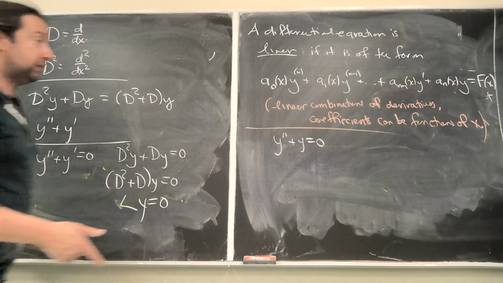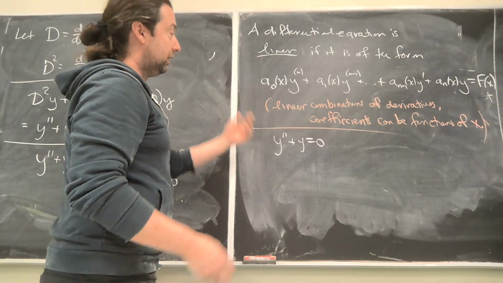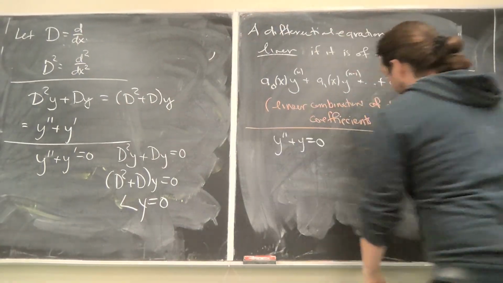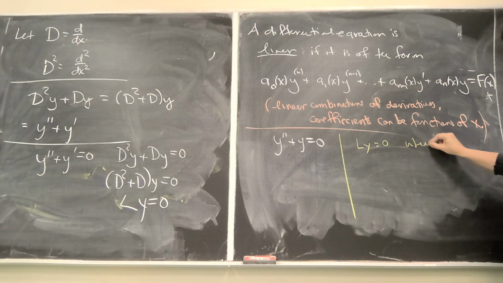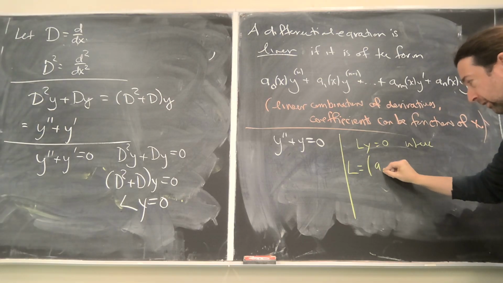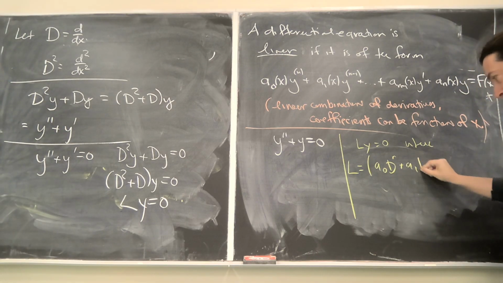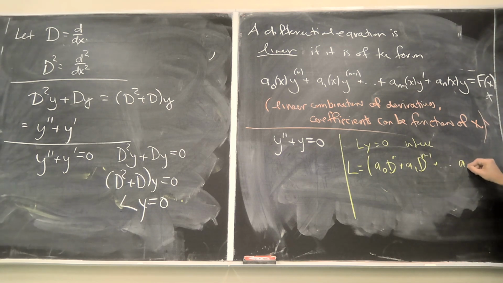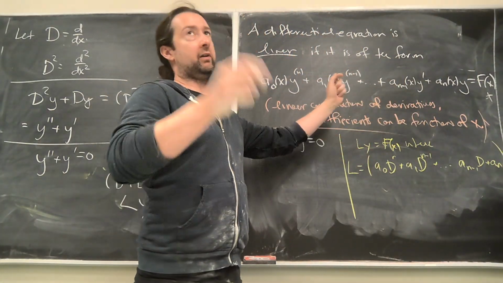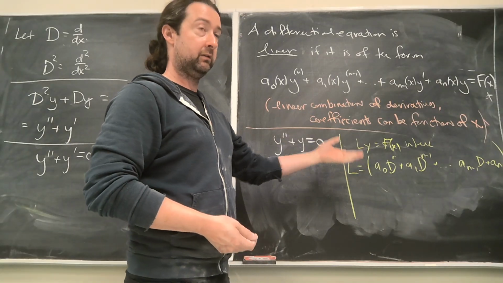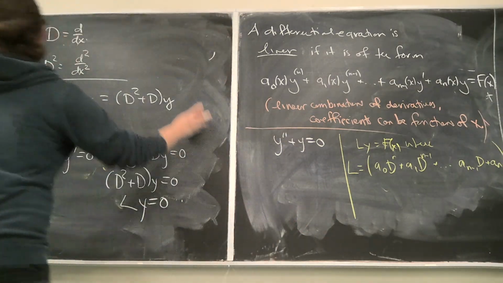The other way that the book would like to write this, in its definition, is that the differential equation is linear if it's of the form Ly = 0, where L is given by a_0 D^n + a_1 D^(n-1) down to a_(n-1) D + a_n. It's the same thing. Oh, sorry, f of x. Yeah, I had the f of x up here. So this is homogeneous, non-homogeneous. The linearity comes from the left-hand side, not the right-hand side.